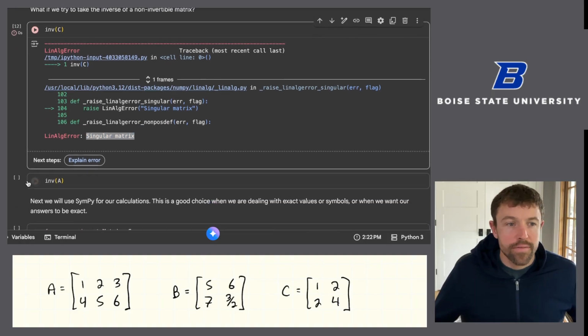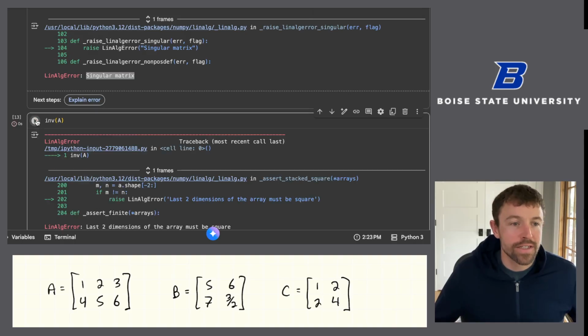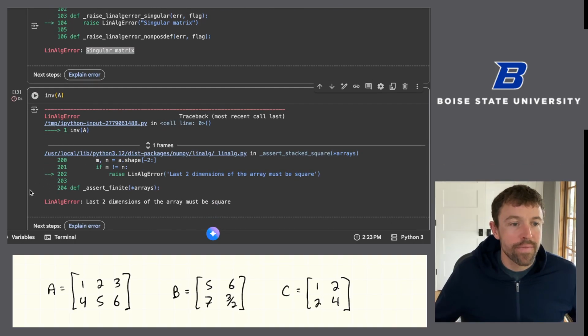What if we do something even, I think, kind of less excusable, right? We try to take the inverse of A. It's not even a square matrix. What's it going to tell us? It tells us the last 2 dimensions of the array must be square.